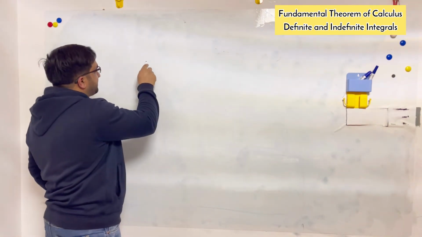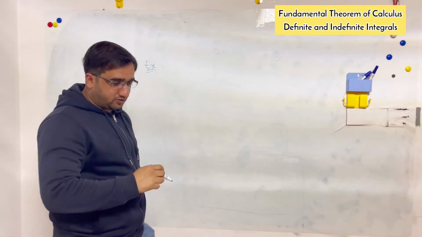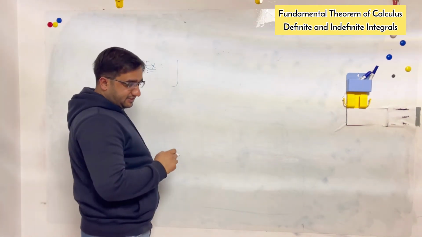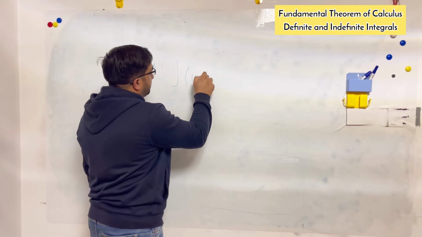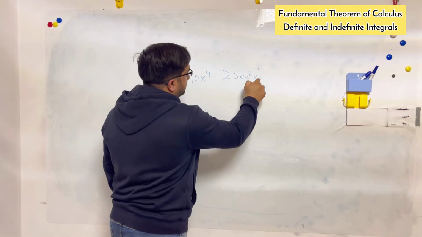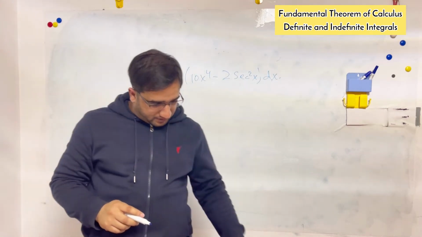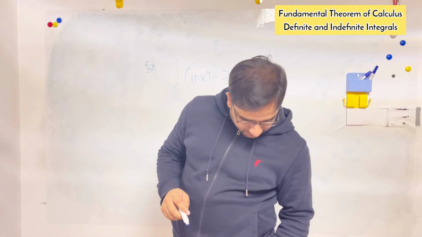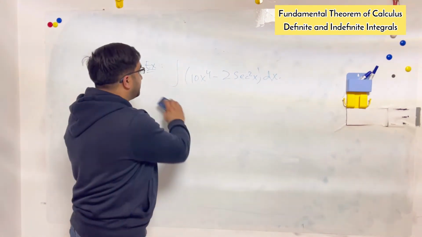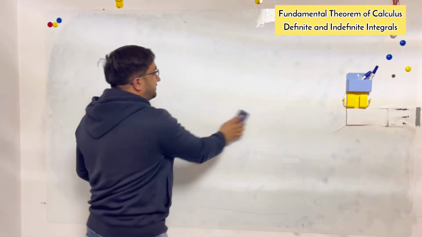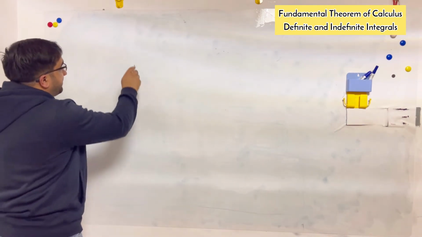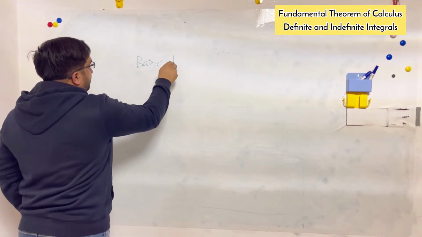Okay, similar simple examples, but let's do them to have more practice, and then I will give you more questions later in the homework. For example, if you have this 2 secant square x dx. Okay, let us first write some basic formulas for the integrals. So there are some basic indefinite integrals.